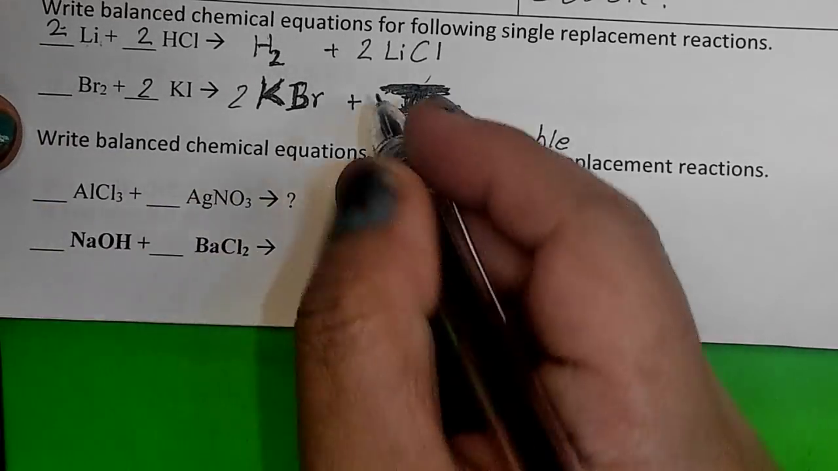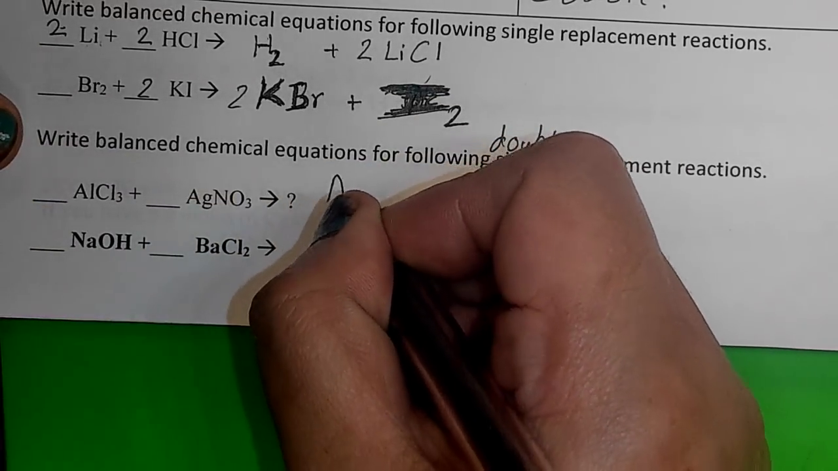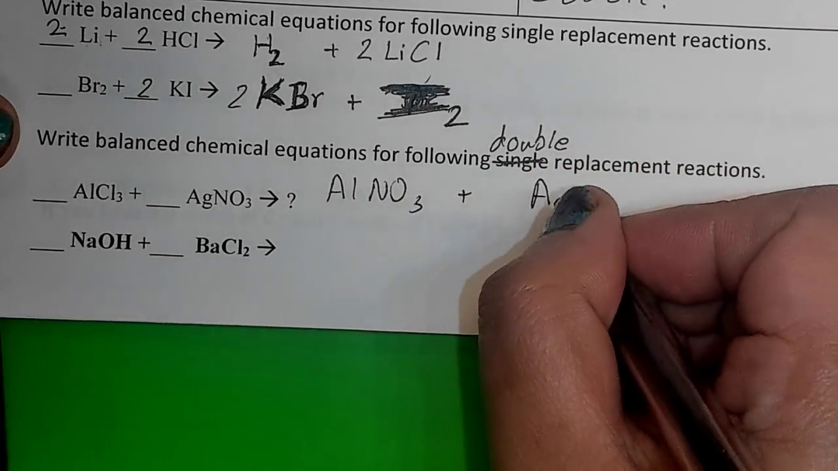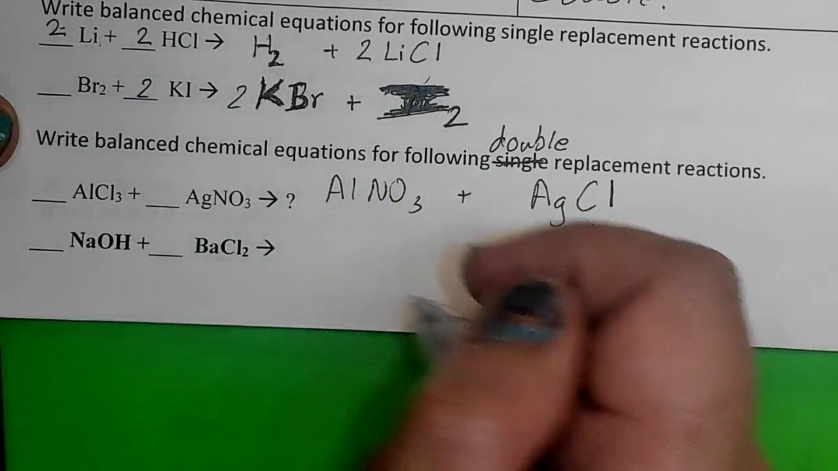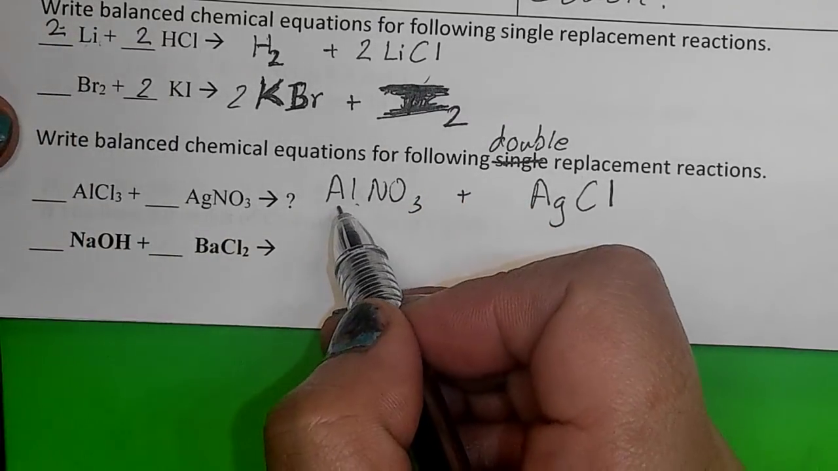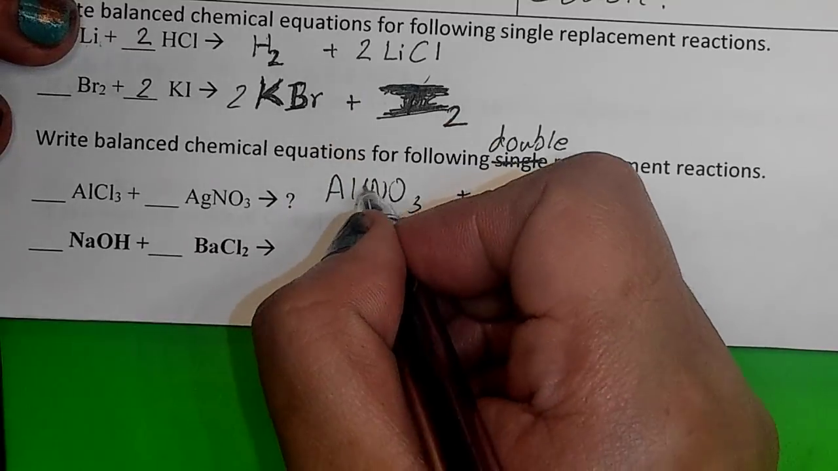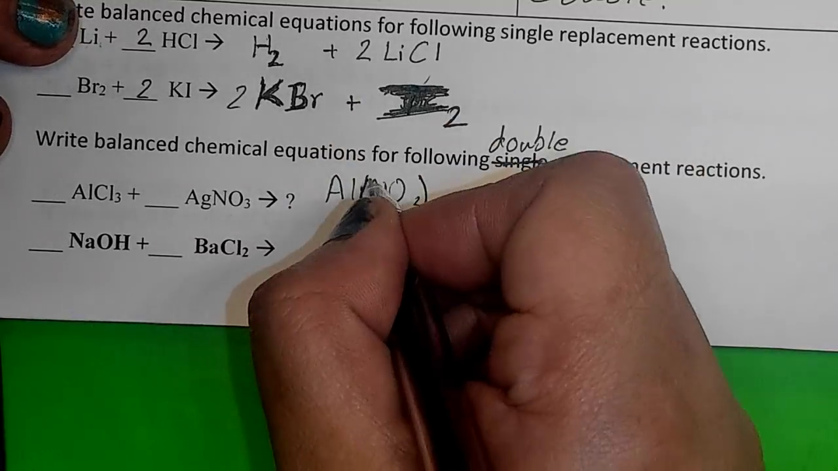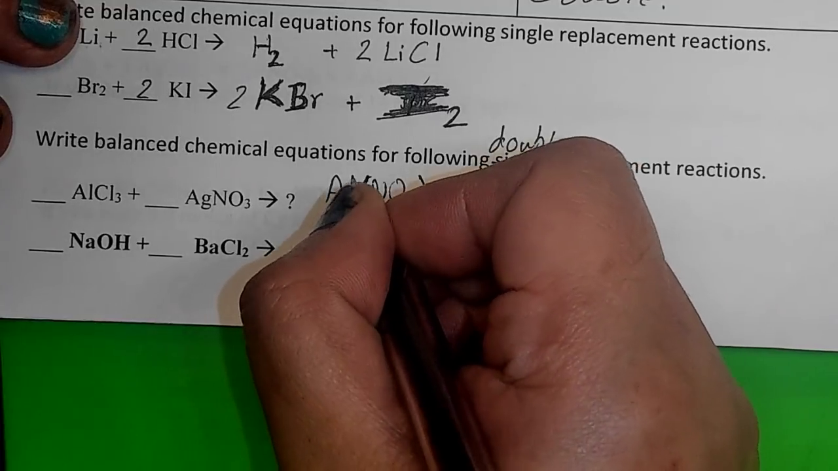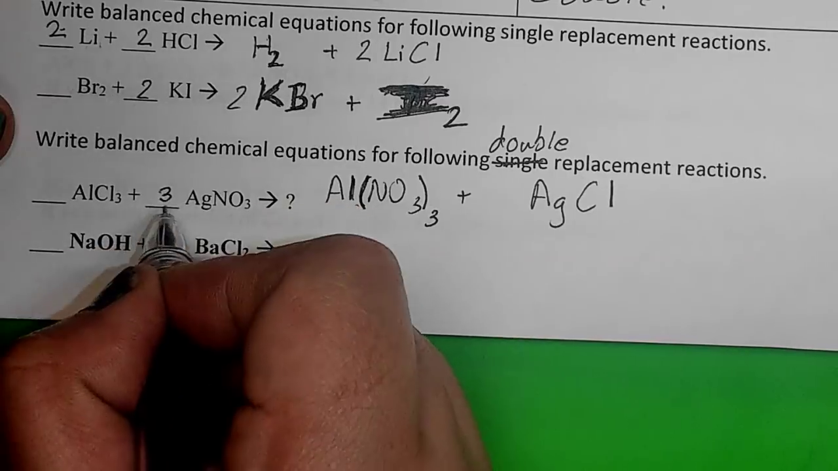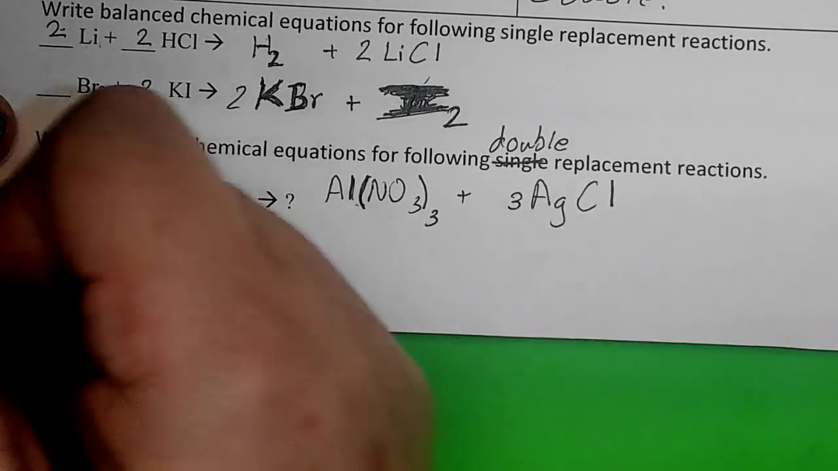Al and Ag switch. So that means Al is going to go with NO3. Ag is going to go with Cl. Notice that I don't keep the subscript on Cl yet. I want to double check charges. Al is +3, NO3 is -1, so therefore we need to do this. This is +1, -1, they are good. Now you're going to balance left and right. Okay, so I'm going to put 3 there. That makes this 3, Cl is 3, we're good.